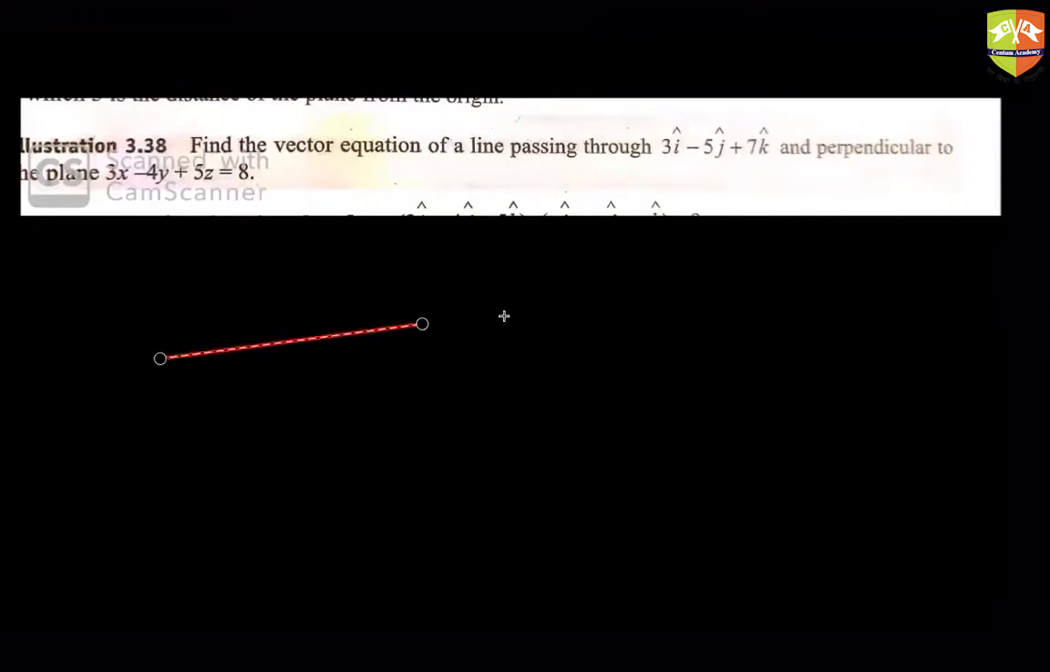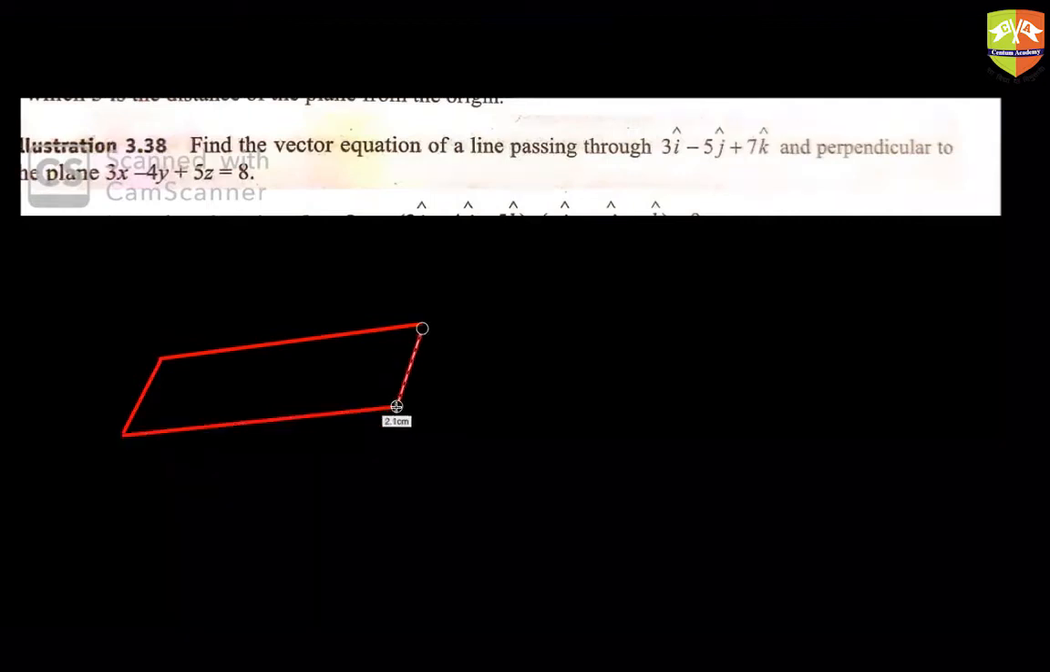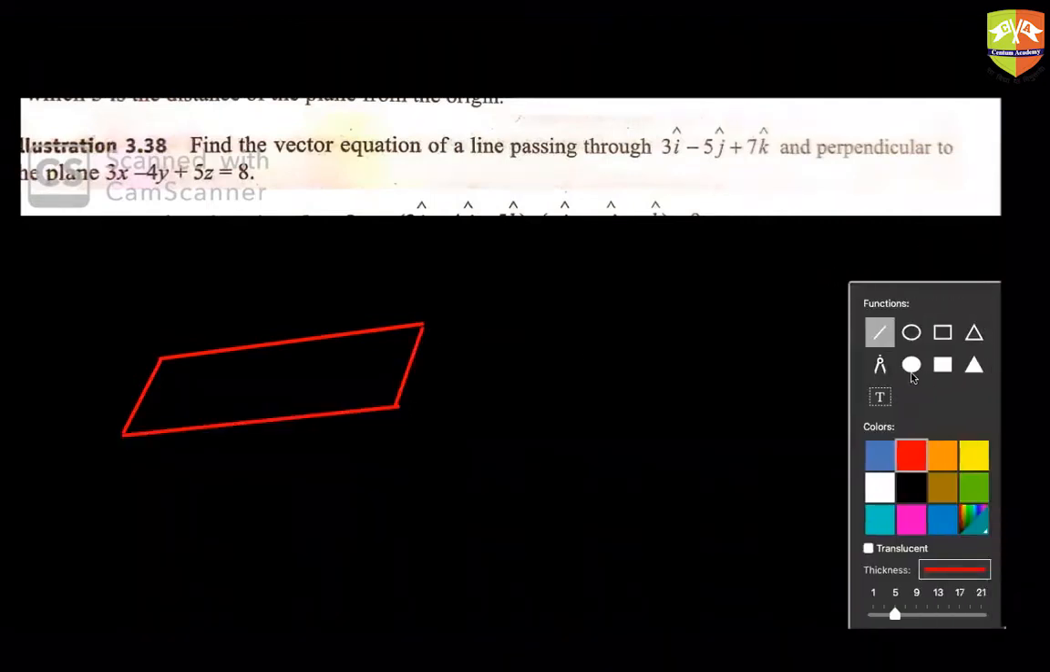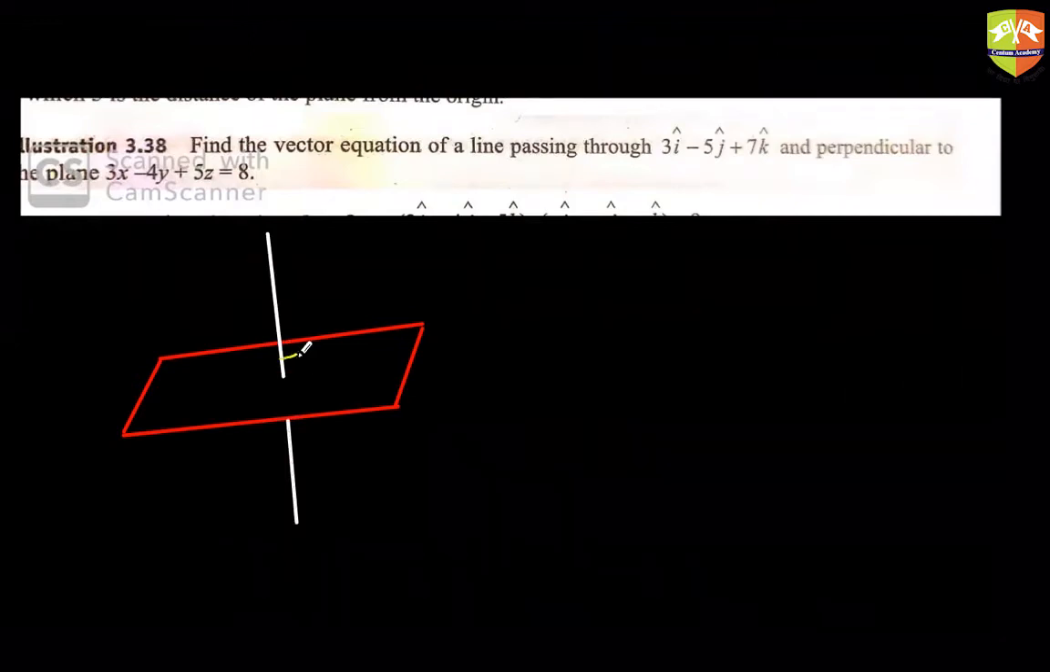So there is a scenario like this, that there is a plane and there is a line which is perpendicular to this plane. Okay, so this is your right angle. Let me call this plane as pi plane, this as L line. We have to find the equation of the line.